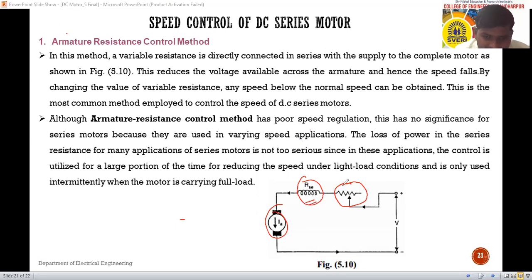Okay, and in series with it, what are we doing? We connect a variable resistance. So it is nothing but the armature control technique. In this method, a variable resistance is connected directly in series with the supply to the complete motor as shown in figure. This reduces the voltage available across the armature.